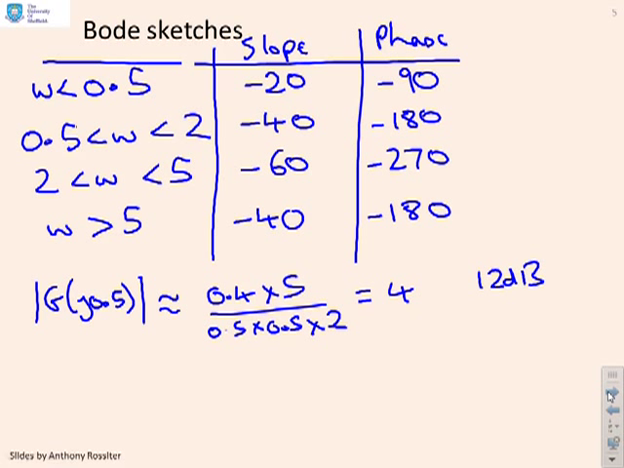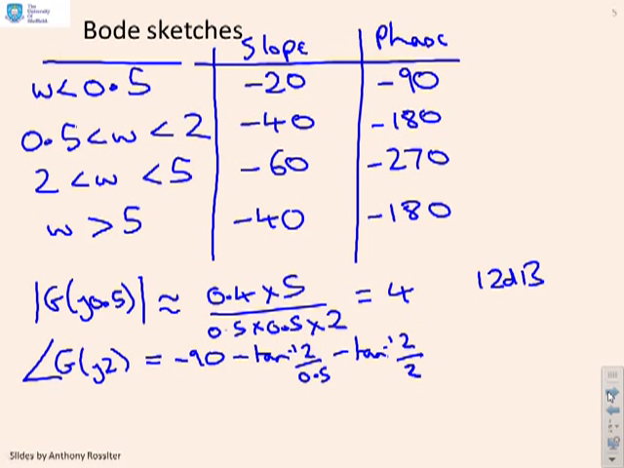What about the phase? I can also find the phase at some key frequencies. So 2 seems to be in the middle, so we could try 2 and see what we get. So we're going to get minus 90 minus tan inverse of 2 over 0.5 minus tan inverse of 2 over 2 plus tan inverse of 2 over 5. And if you do that, you'll find you get minus 189. So we've gone all the way into quadrant 2. And we might be saying, well, that frequency is clearly too high, so let's try a smaller frequency.